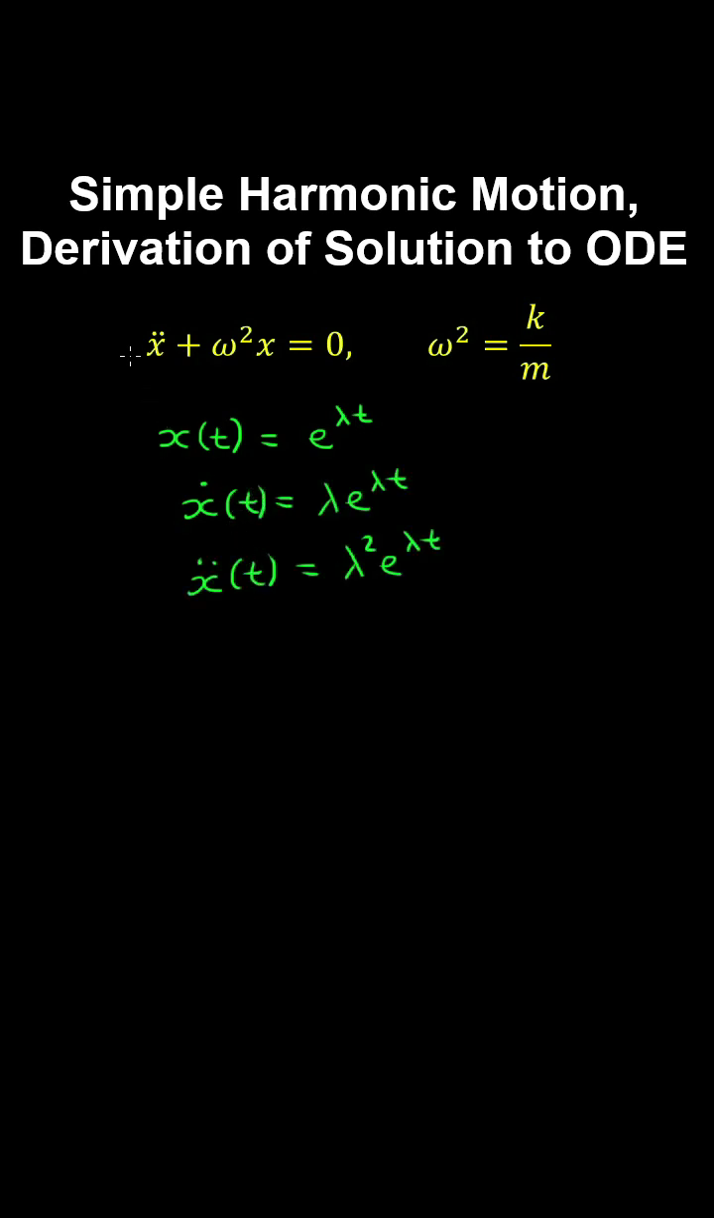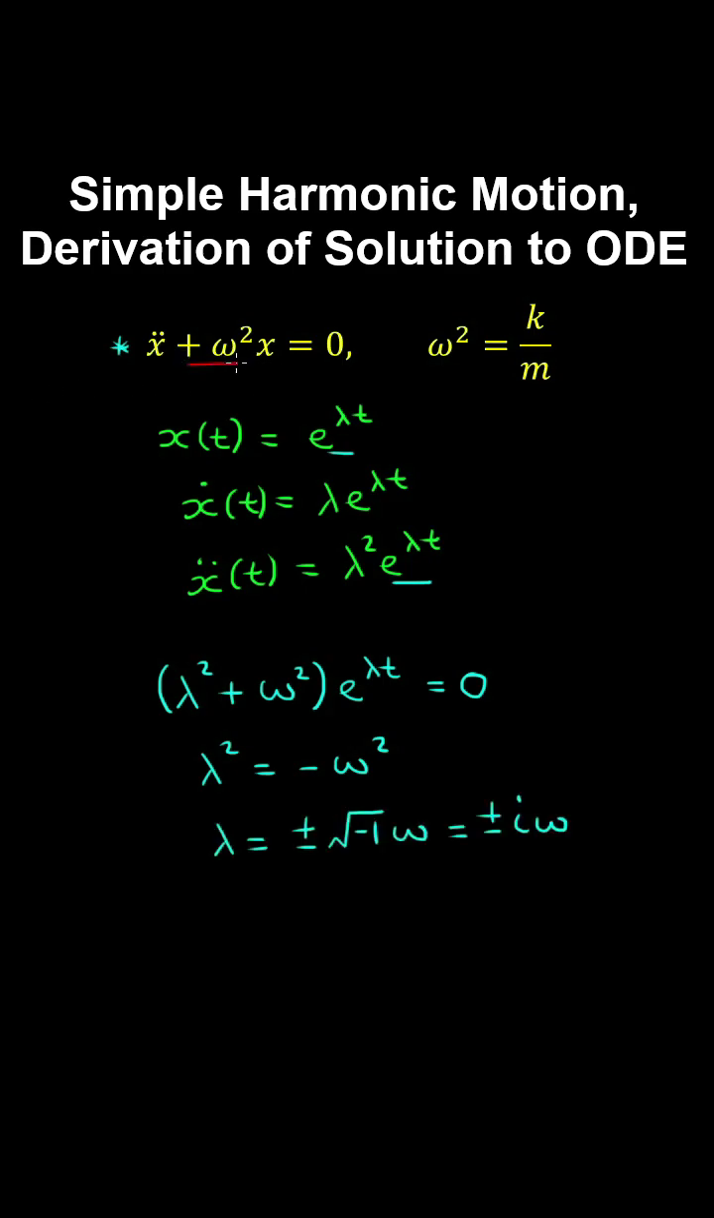To derive the solution to the second order differential equation that models simple harmonic motion, we take a guess using an infinitely differentiable function with repeating derivatives. So e to the power of some constant by time. And if we differentiate this twice, we get the velocity and acceleration. And if we substitute back into the original differential equation and factor out e to the lambda t, and for a non-trivial solution, the term in the brackets is 0. So if we square root both sides, we get the following result.